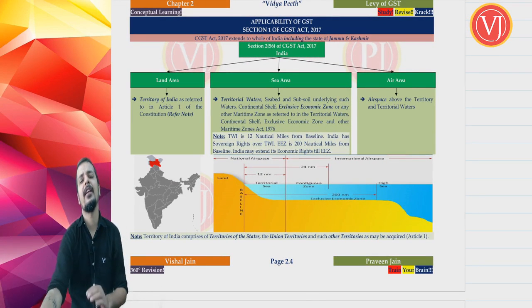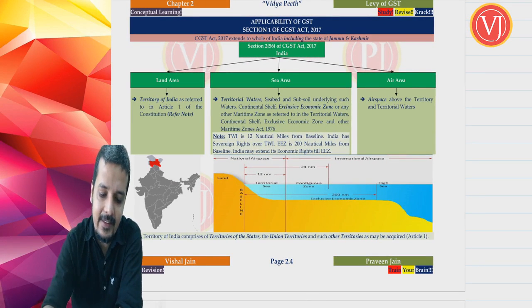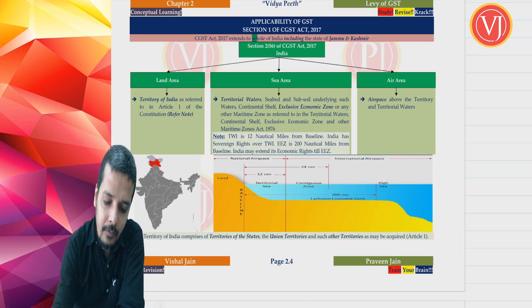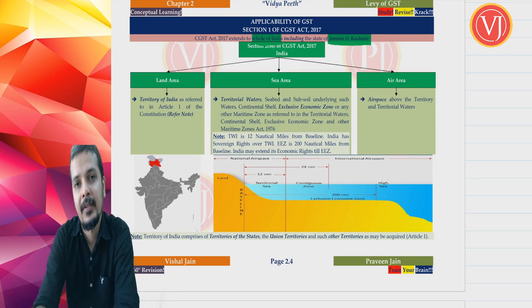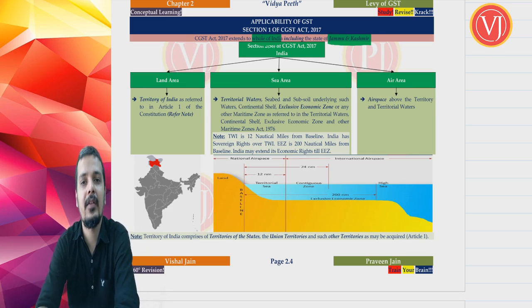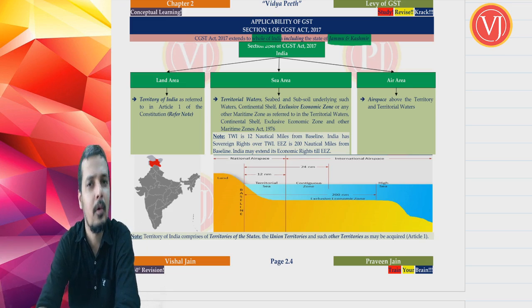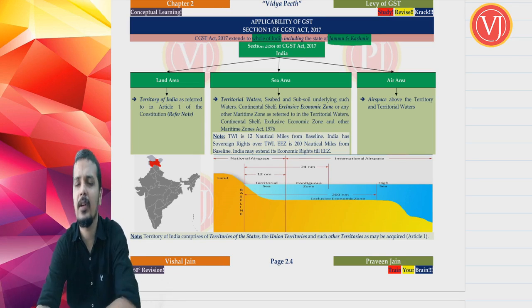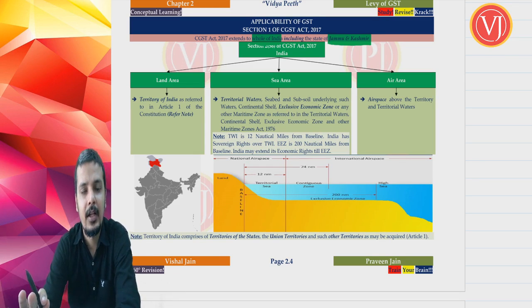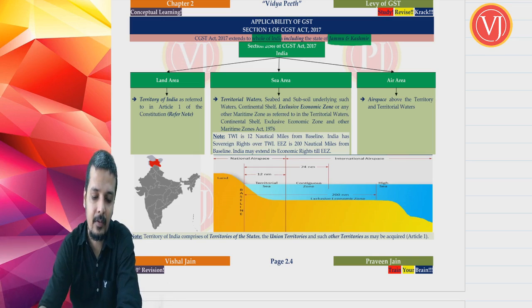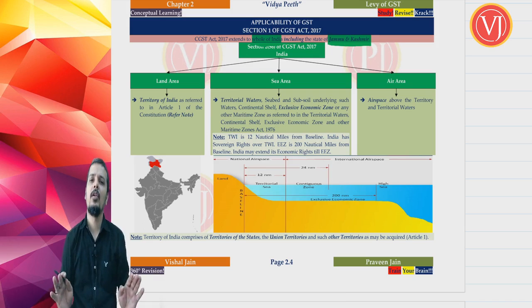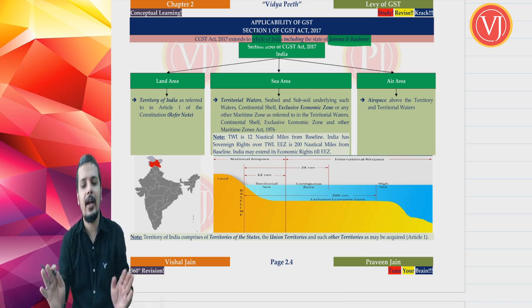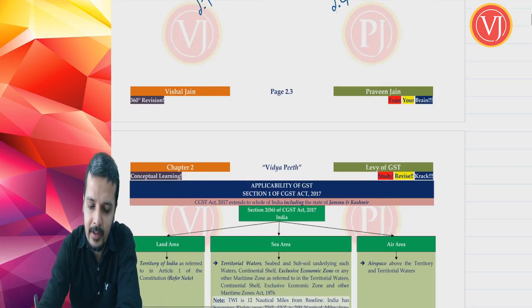Section 1 is a very simple section which tells that the CGST Act is applicable to the whole of India, including the state of Jammu and Kashmir. Jammu and Kashmir was always given special importance because of Article 370, which is now no more there. Still, that provision remains the same. So it is applicable to the whole of India, including the state of Jammu and Kashmir. Section 1 talks about a very simple concept that the GST Act is applicable throughout India, including Jammu and Kashmir.